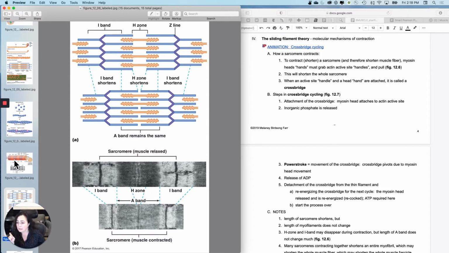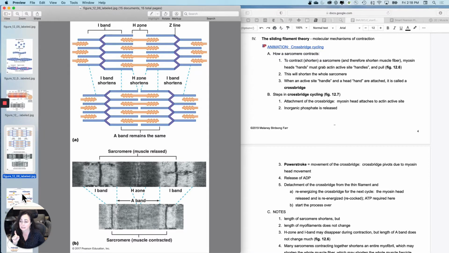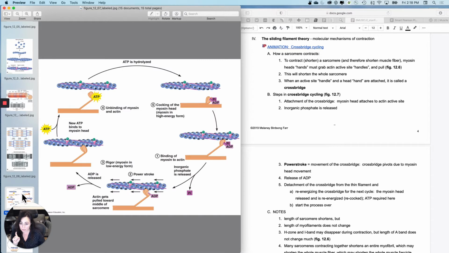Now, when the actin and the myosin are bound to one another, when the myosin head reaches up and grabs the actin active site, it is called a crossbridge. So I want to show you this. Here's a little myosin head, and it's reaching up and attaching to the actin active site. When that occurs, that is what's called a crossbridge.